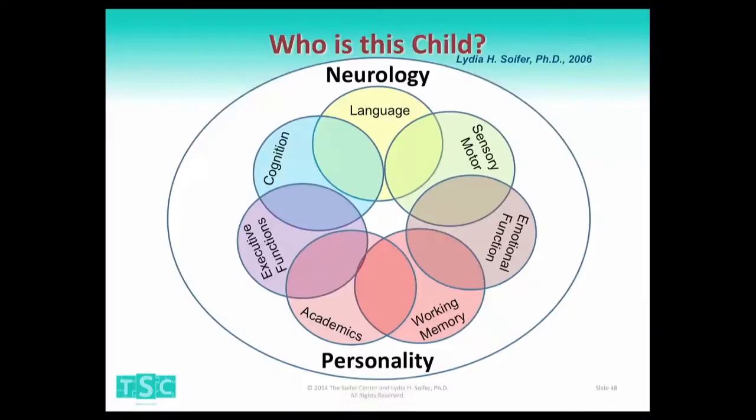And just as Dr. McNamee said so eloquently this morning, we ask this question: who is this child? And in order to answer that question, what we have to look at is that youngster's inherent neurology, his or her personality style.